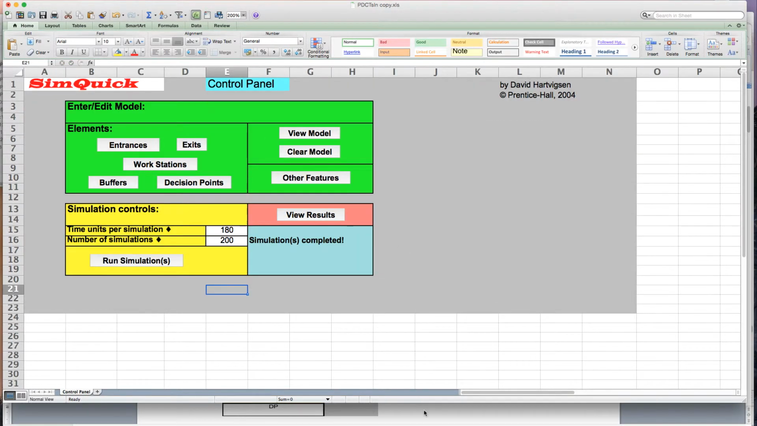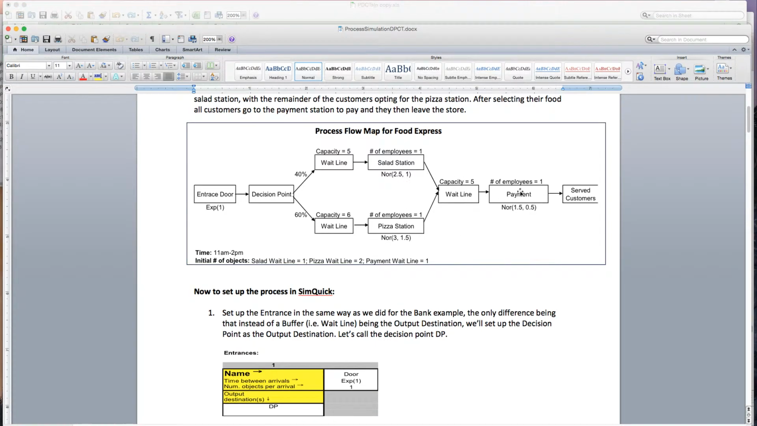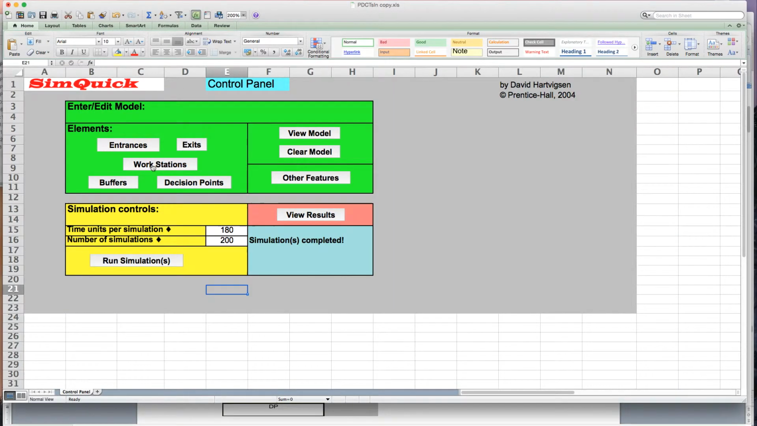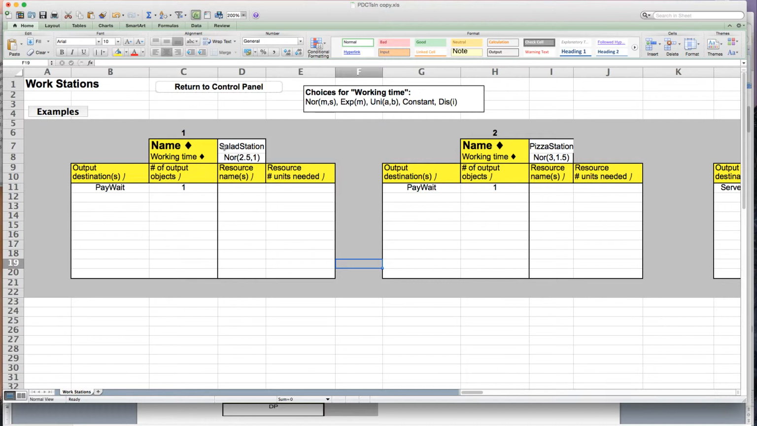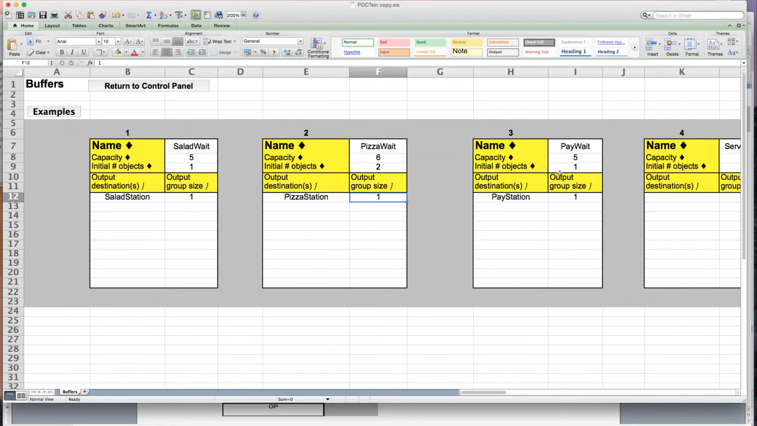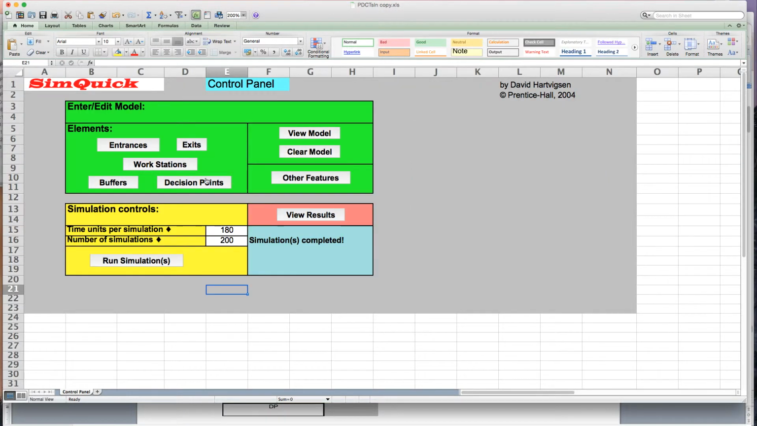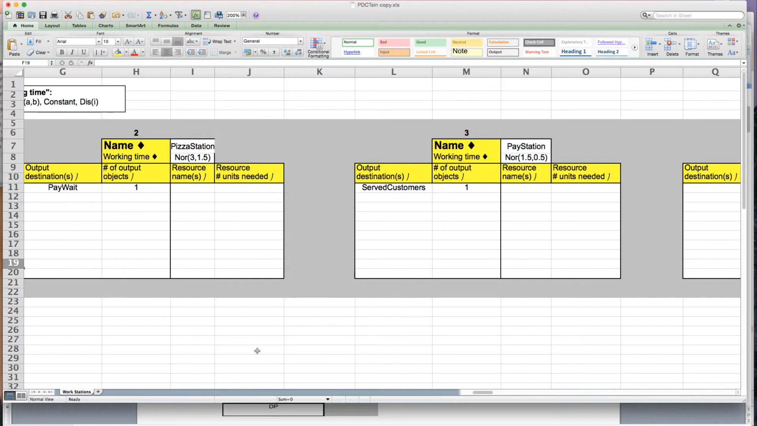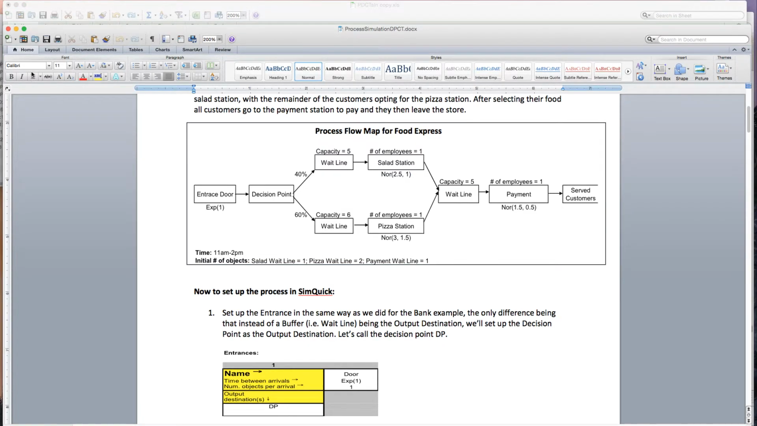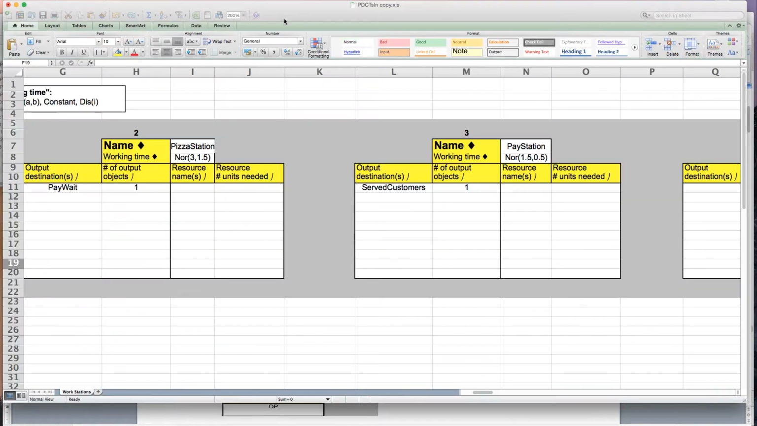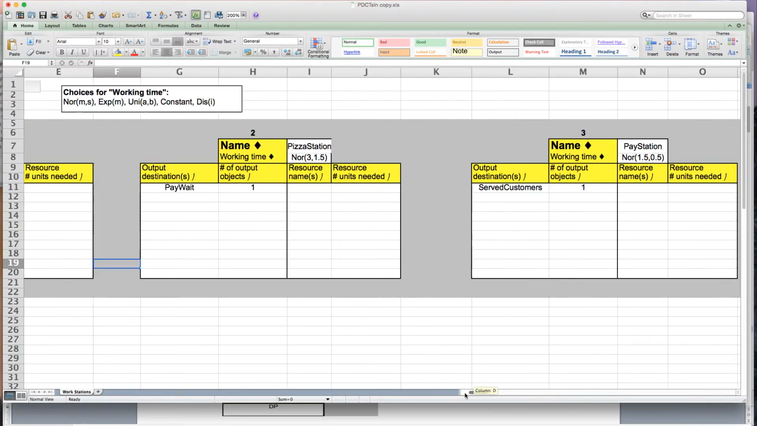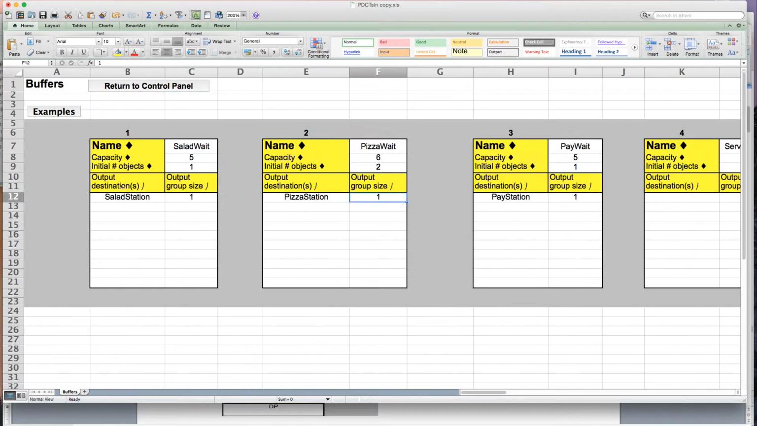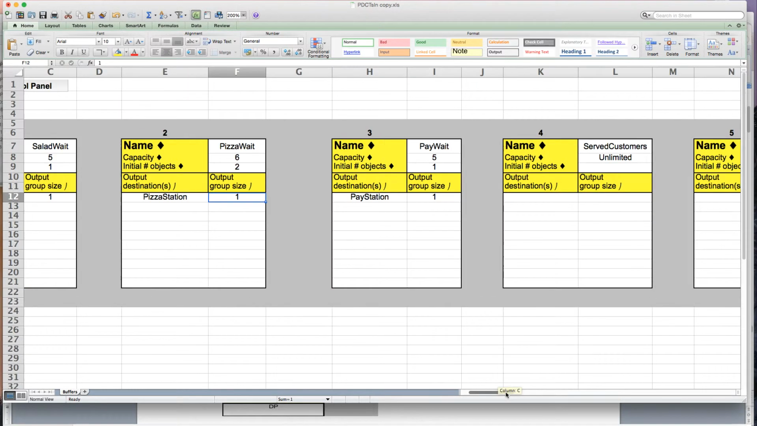So what you're going to do now is step through and set up the rest of this. I've already got it done, but you'll see kind of an indication of what you need to do. Like we did before, they go to salad, then they go to the next wait line, they go to pizza, they go to the next wait line. You'll go ahead and set up your wait line, and then you will set up your payment station, and then finally, based on our process flow map, you're just going to send them to serve customers. So as before, you're simply going to go to your buffers and you're going to go to serve customers.